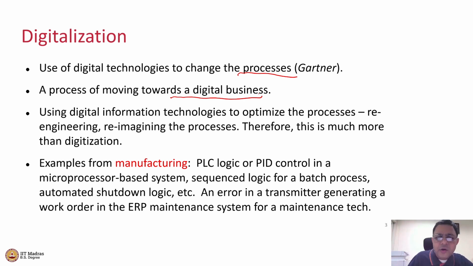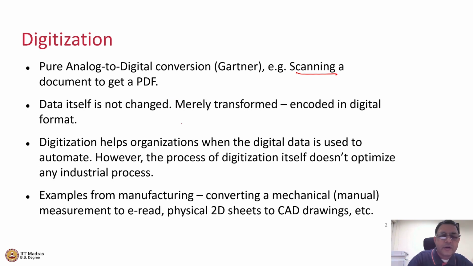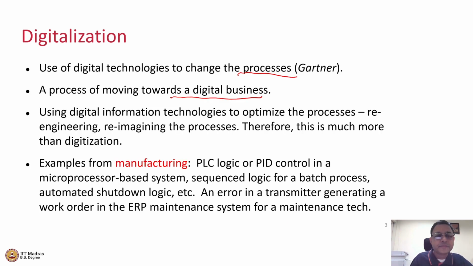Here the focus is not on individual elements like a document or a drawing or a measurement. It is about the process. So if we convert the process of gathering mechanical measurement from analog to digital, that is digitalization, right? CAD software is an example of digitalization, because we are actually converting the process of creating drawings. The process of creating drawings, if it is physical, will create physical 2D sheets. Now I will get electronic drawings, right? So that essentially is digitalization. So CAD software is an example of digitalization, right?